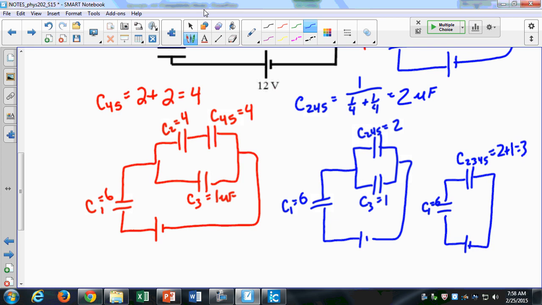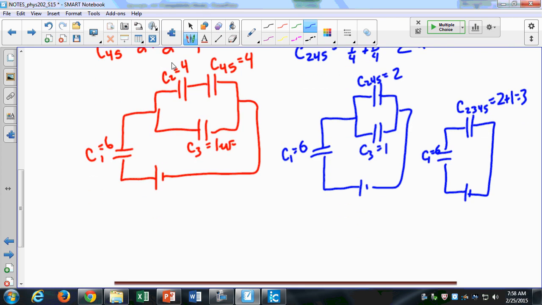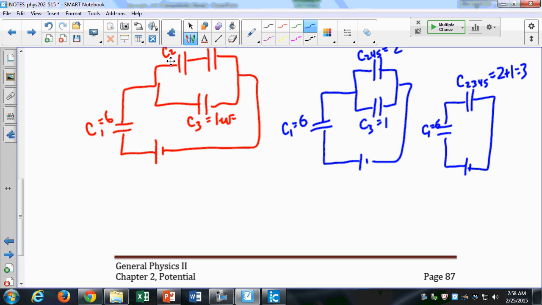And then I have a 3 and a 6 in series. We've done that. That's 1 over 3 plus 1 over 6, which is 2. So my final equivalent circuit is just a 2 microfarad capacitor. Taking these two, which are in series, and combining them, that's the equivalent capacitance, right?